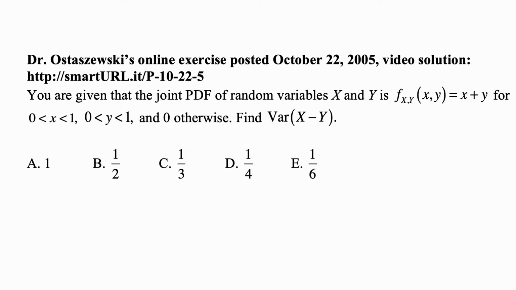Here's a problem for today for exam P on probability. You are given that the joint PDF of random variables X and Y is f sub XY of x, y equal to x plus y for x between 0 and 1 and y between 0 and 1, and 0 otherwise. Find the variance of X minus Y.